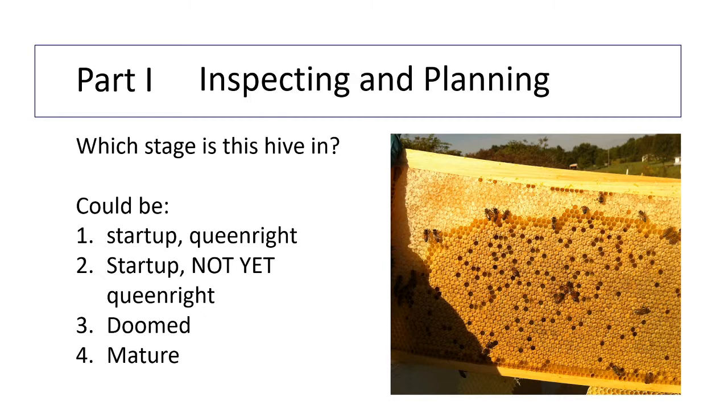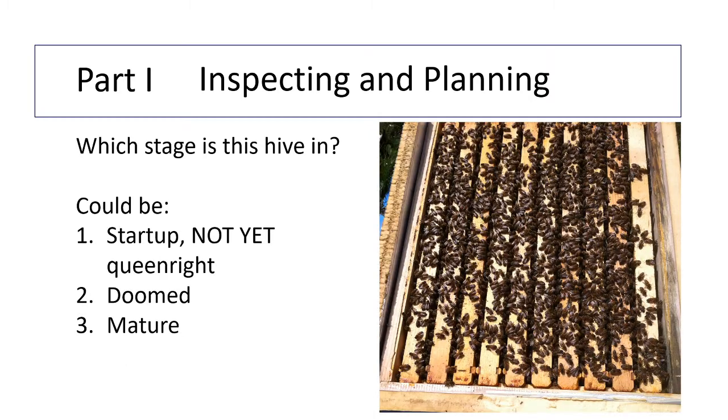This could also be from a doomed hive. That virgin queen may have flown yesterday and didn't make it back, eaten by a bird. That capped brood will emerge, but there's no eggs or larvae left to start over with. Or, of course, we would see this in a mature hive. So you have to take a lot of care with interpreting what phase your hive is in from what you're seeing on the frames. We'll talk about that in a minute.